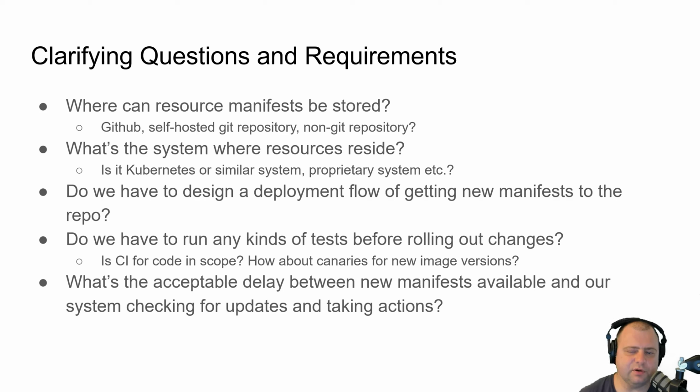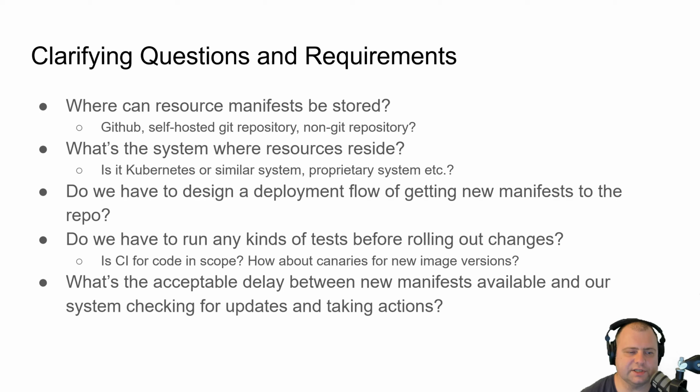Do we have to design the deployment flow, for example, to get a new manifest into the repository? And do we have to run any kinds of tests before rolling out changes? Do we need CI, or some canary for new image versions? And additional questions, like what's the acceptable delay between a new manifest becoming available and our system checking for updates and taking action? Is a few minutes of delay okay, or are we required to do it as real time as possible?